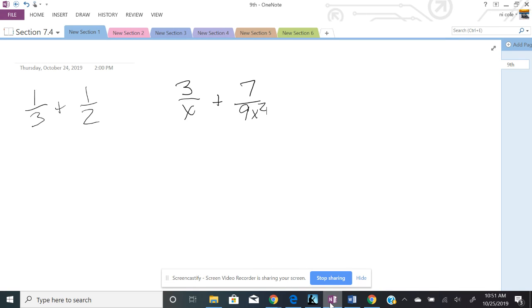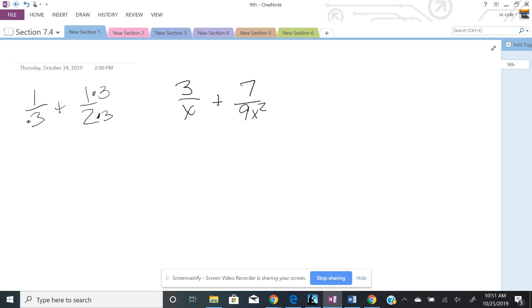All right, so now we are on to section 7.4, and we're going to be adding and subtracting rational expressions with unlike denominators now. So if we look at this example, remember, you've got to make the denominators the same. So what is the 2 missing? Well, it's missing a 3, and you have to multiply it top and bottom.